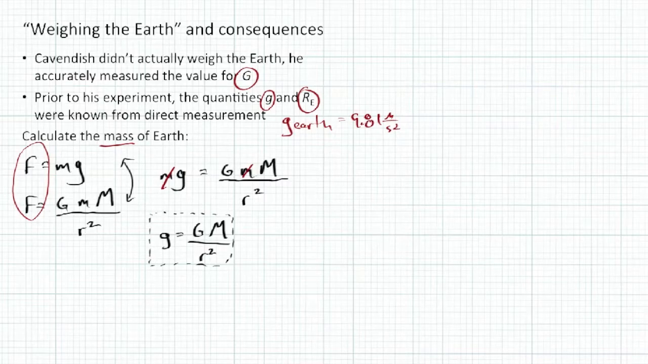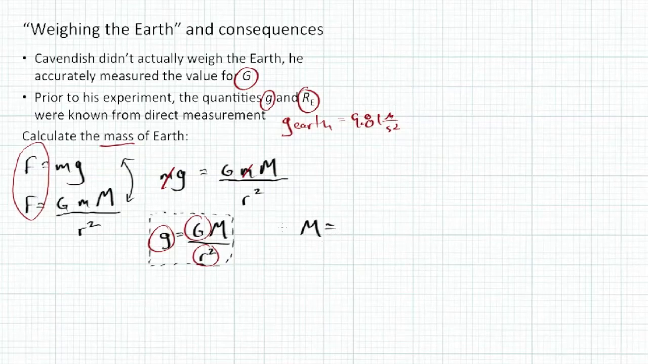Okay, well, if we know the acceleration of gravity of the Earth, and we know the Earth's radius, and we know what G is, we should be able to solve for the mass of the Earth. So let's go ahead and do that. Let's first rearrange this to solve for mass. I'll do it over here. I've got some space.